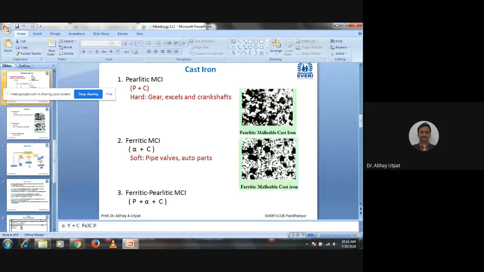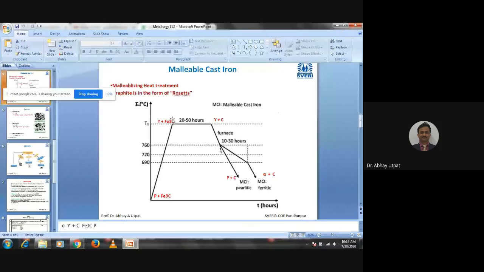here. I will show. So here, 20 to 50 hours, whatever is written, at 900 degrees Celsius, the first graphitization reaction takes place, and then it finally gives austenite plus carbon. That carbon is in the form of a rosette. It is a complicated group, so it is called a rosette group.